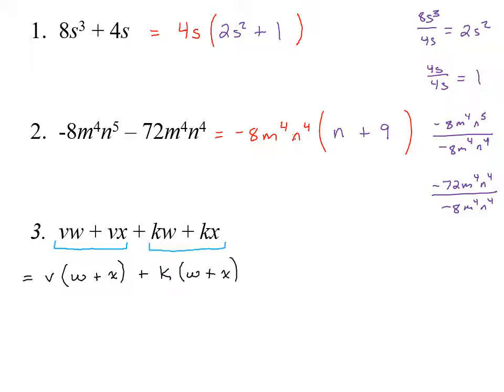Now for factor by grouping to work, what's left over in the parentheses has to match. And so they do. I have a w plus x on both of these. So I pull one of those in front, and then what's in front of those parentheses goes into a separate set of parentheses. So the v and the plus k. And that's your answer.